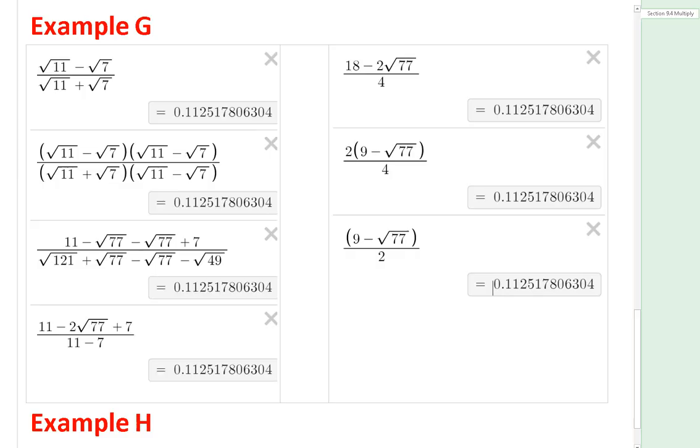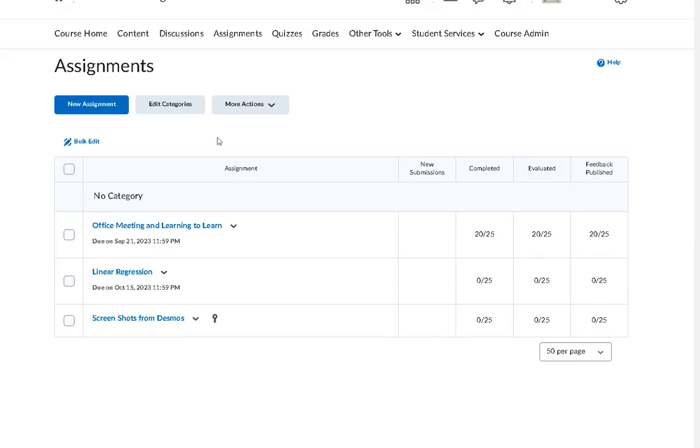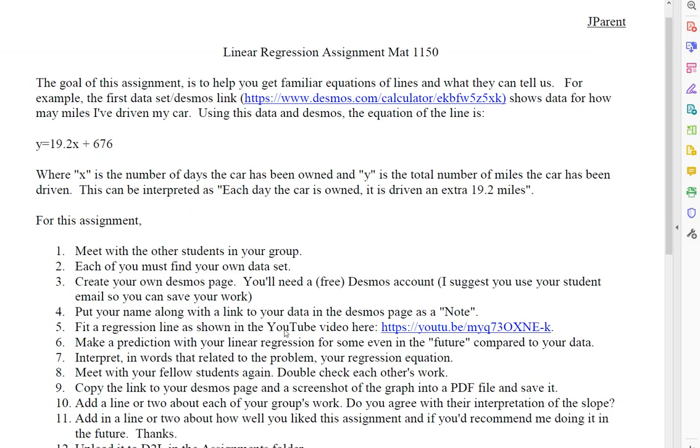Linear regression assignment that I'm going to have you do. You can find that in D2L in the assignments folder. You can open up linear regression. There should be a PDF associated with that, along with some instructions. You don't have to open up the PDF to get this.